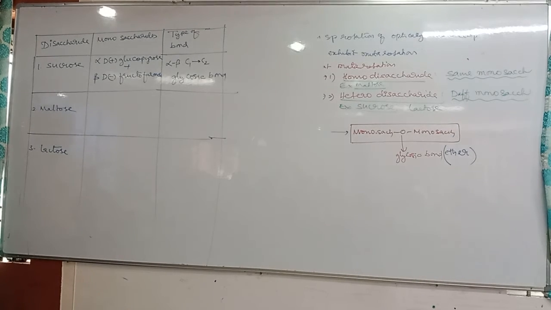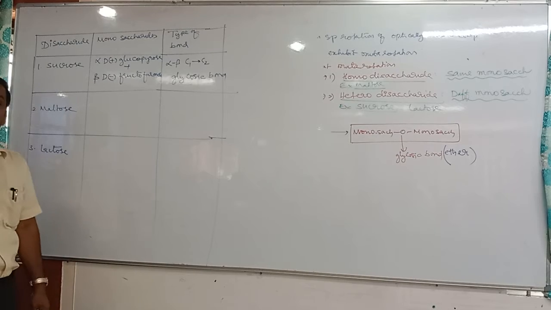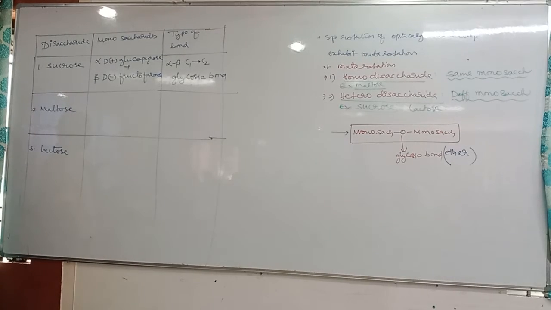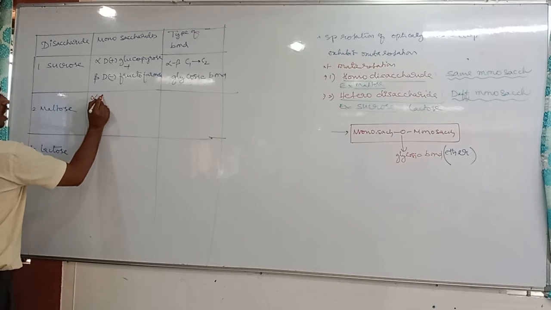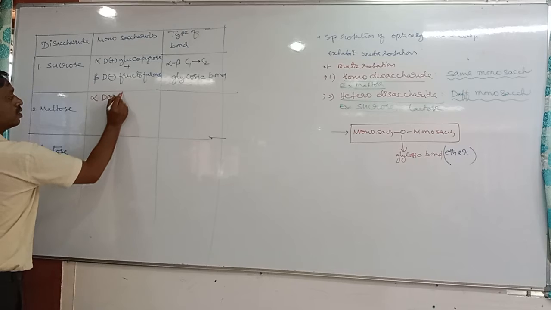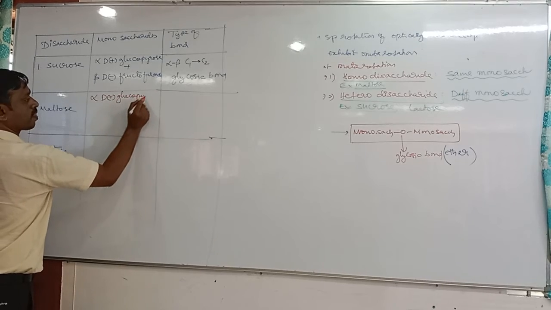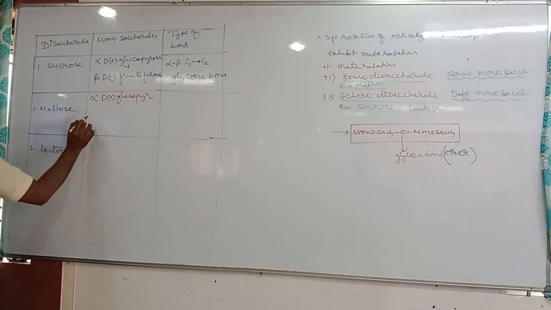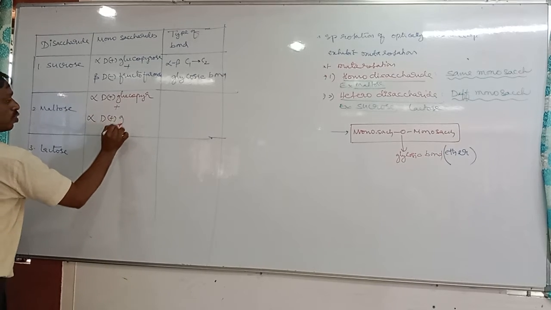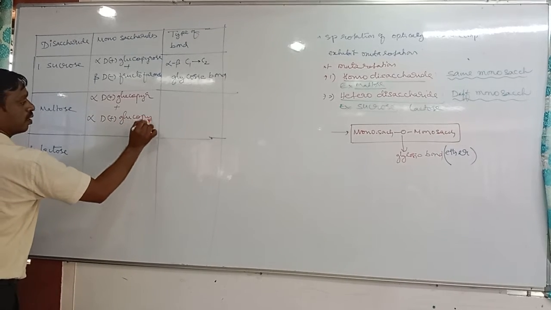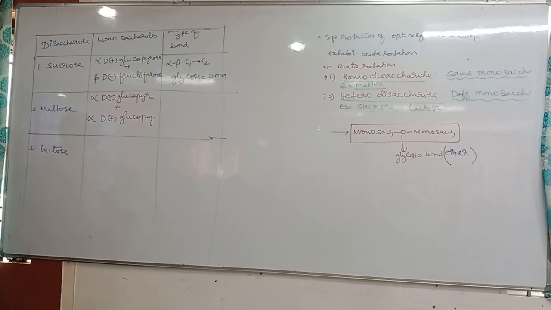Next, maltose. Tell me, maltose contains which moieties? There are two moieties. Which moieties? Glucose, glucose. Which glucose? Alpha D plus glucopyranose, and one more, alpha D plus glucopyranose only. That means two alpha D plus glucopyranose.